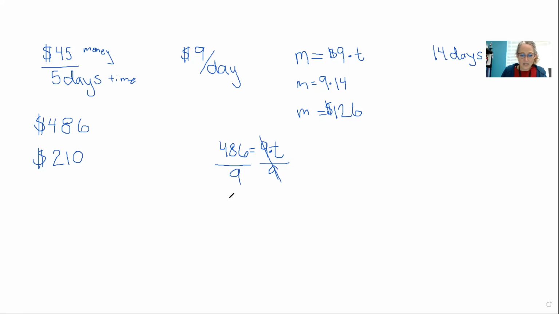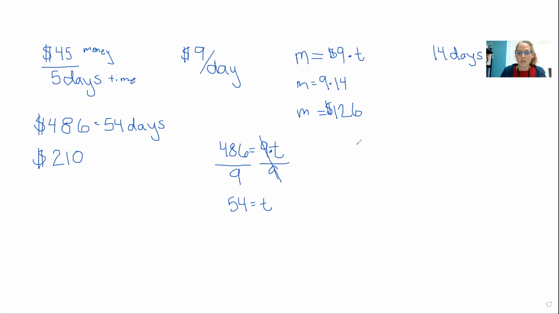I'm going to have to work for 54 days to get bike number 1. So 54 days to get bike number 1. How much am I going to have to work for bike number 2?